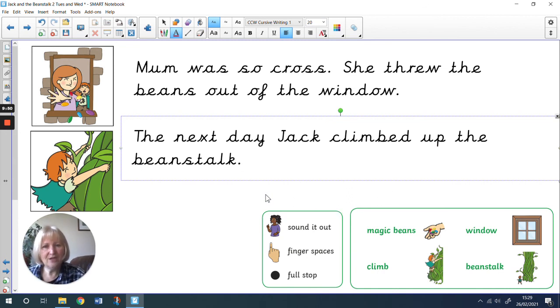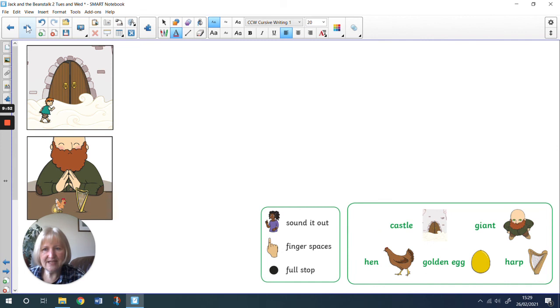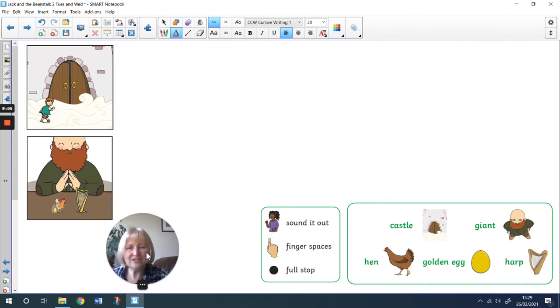Okay. Your job today is to write some sentences for the next 2 pictures that finish this part of the story. Here are the words to help you. Castle, giant, hen, golden egg, and harp. Remember, sound out your words. If you make any mistakes in your spellings, it doesn't matter. You just try and sound them out. Leave finger spaces between your words, and at the end of your sentence, put a full stop.